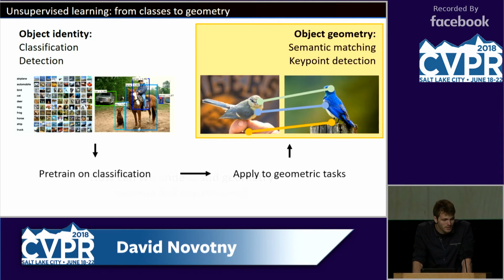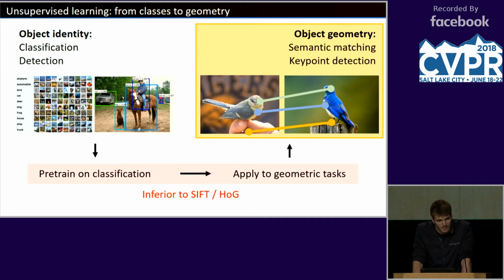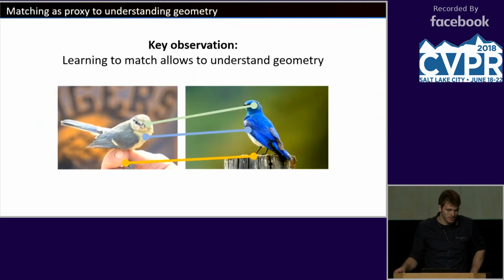Now, a standard approach here might be to take features which are essentially coming from a classification network and apply them to geometry-related tasks, but this typically doesn't work very well. So basically, our main intuition behind this work is that if we force our network to match instead of to classify, this would produce nice features which could be useful for geometry-related tasks.